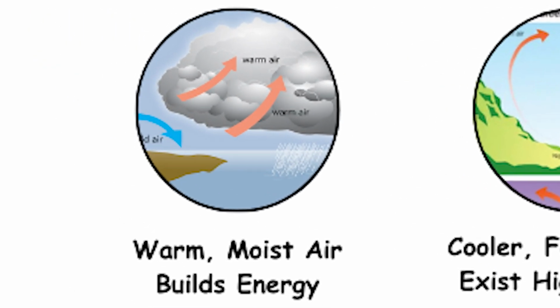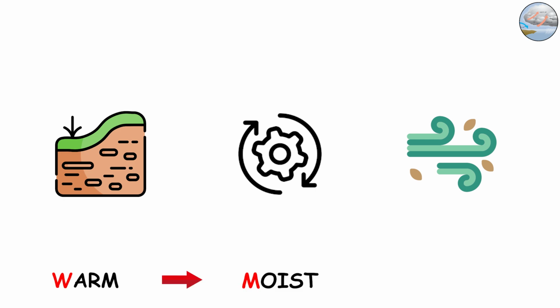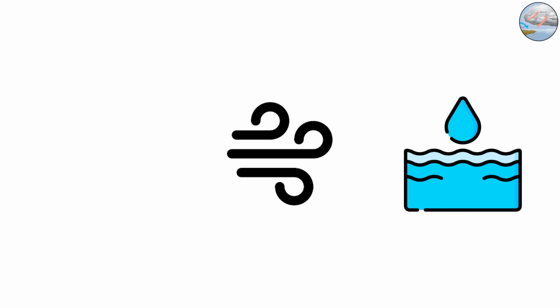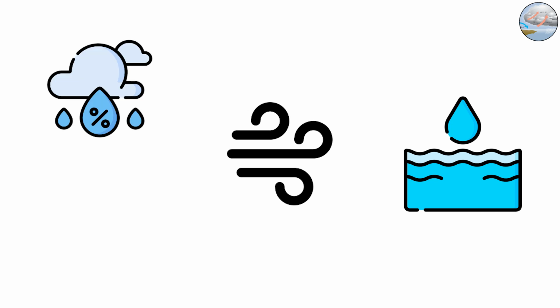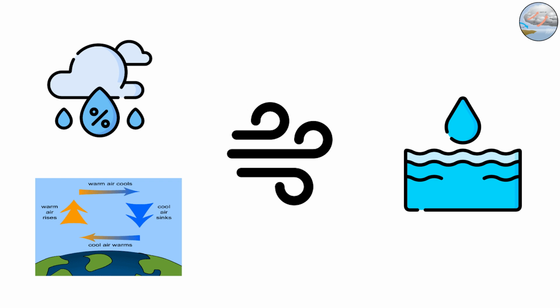Warm, moist air builds energy near the surface. The process starts with air close to the ground that is warm, moist, and unstable. This type of air usually comes from large bodies of water or humid regions and spreads across flat land. Warm air is lighter than cold air, which means it naturally wants to rise.